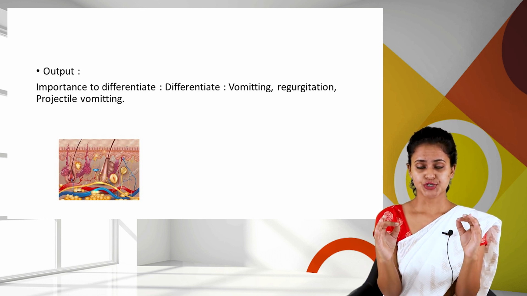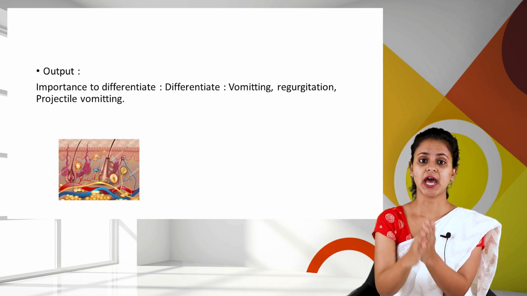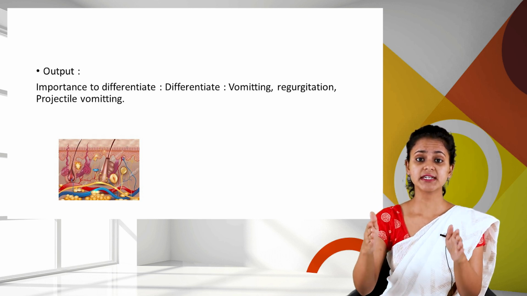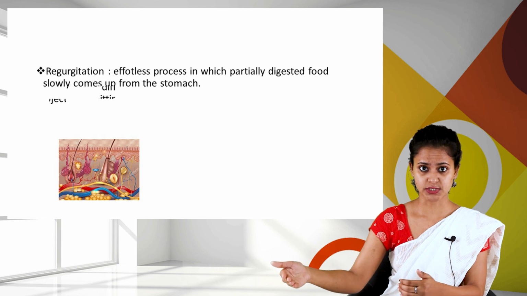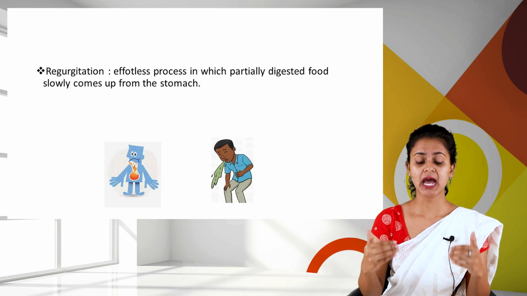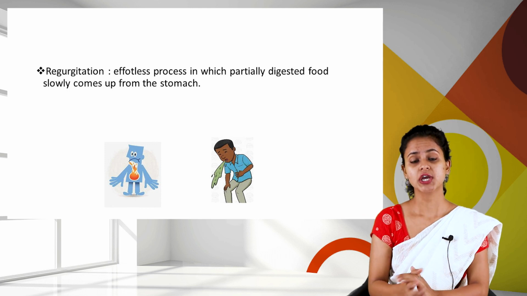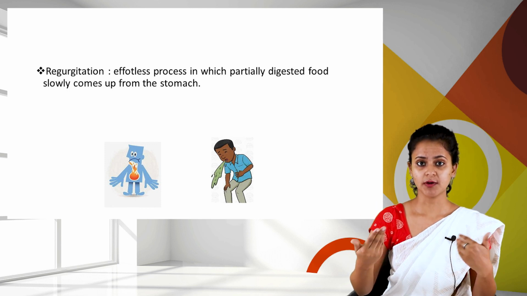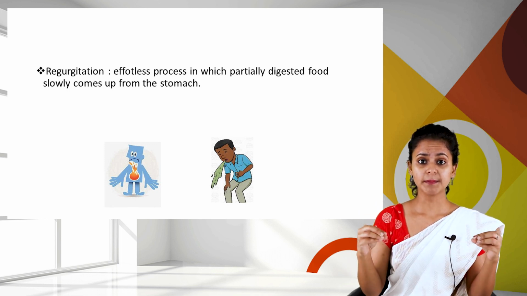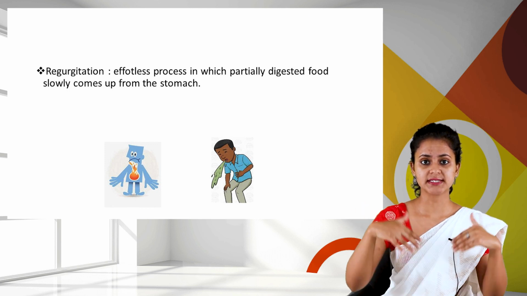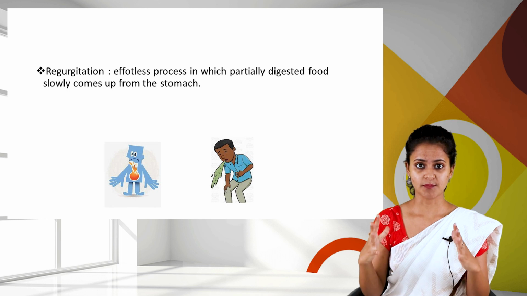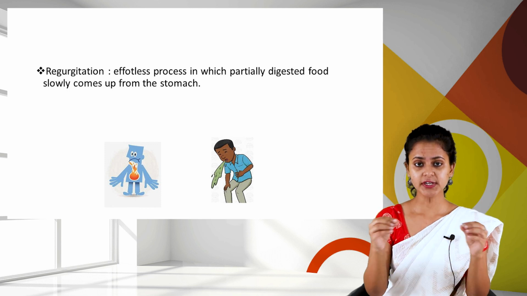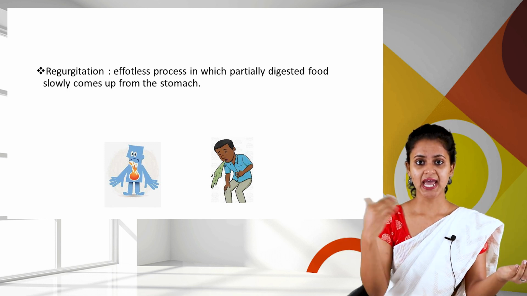Now, the differentiation between vomiting, regurgitation and projectile vomiting should be done, because the management and the treatment would definitely differ for these three episodes. In regurgitation, the person will have an effortless process in which partially digested food slowly comes up from the stomach. Here the person won't have the urge to vomit or to expel the food contents from the stomach. That is the basic difference between regurgitation and vomiting.